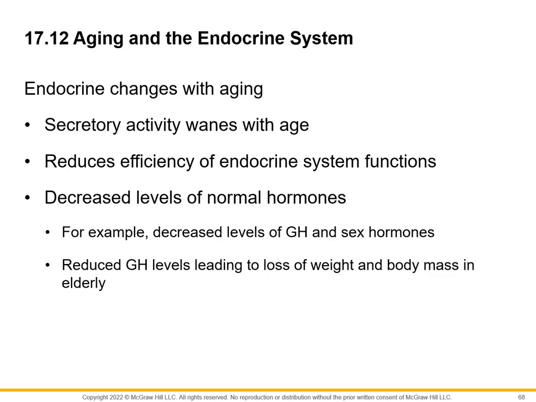So the last thing here that I want to mention is how the endocrine system changes as we age, right? So like many things, as we age, it begins to decrease, it slows down, if you will. The secretion of various hormones is affected. The efficiency, the production of the hormones is also affected as well. And then we typically have just decreased levels of hormones in general. So growth hormone, sex hormones, thyroid hormones, all of these typically wane and decrease as we age.